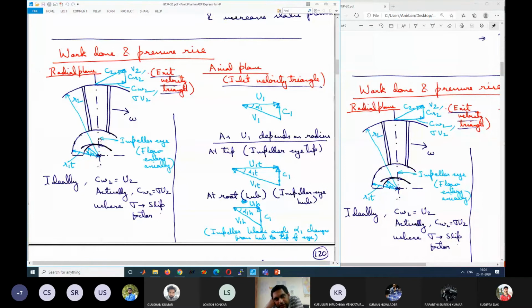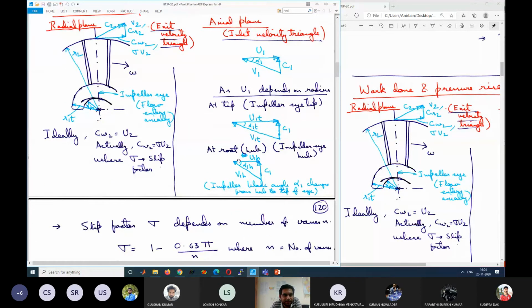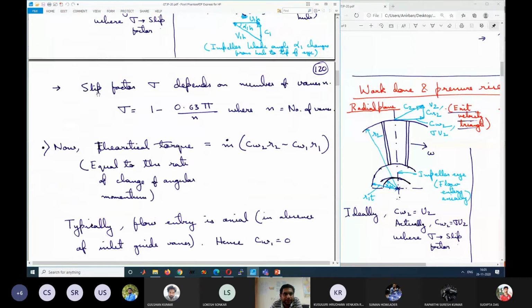Tangential means wheel. In the direction of rotation, what is the component of C1? Nothing, no component is there, because it's just perpendicular, right? So it does not have any projection. CW1 is 0. That is what I was saying. In all the cases, CW1 is 0, and you have to keep that in mind for the next calculation.